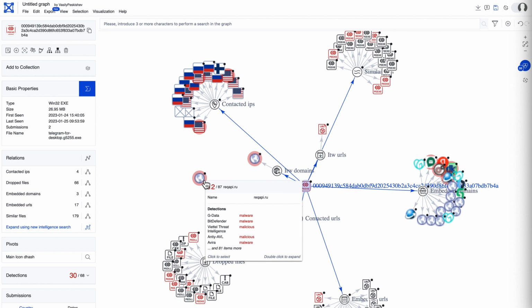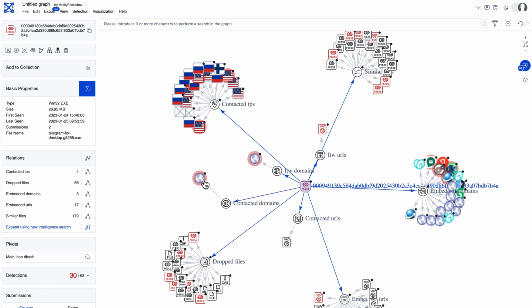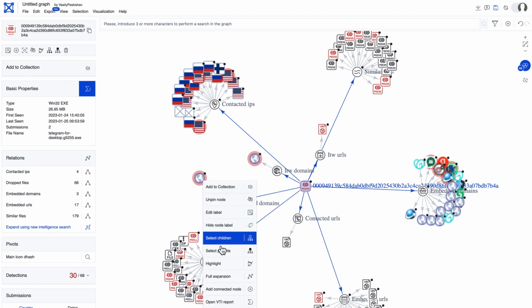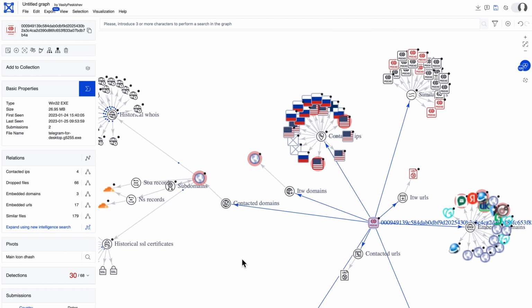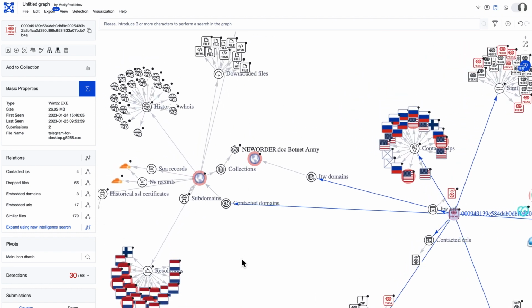One of the best case scenarios is when we can find additional context about any element in the infrastructure we analyze in the collection. In this case, by expanding a suspicious node, we see it belongs to a collection we can explore in more detail and get additional context.